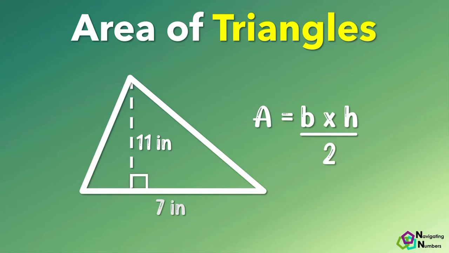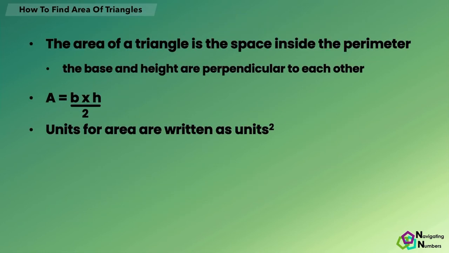In this lesson, we will take a look at how to calculate the area of a triangle. So the area of a triangle is the space inside of the triangle. The base and the height of a triangle are perpendicular to each other, meaning they form a right angle, which is 90 degrees. To find the area of a triangle, we use the formula base times height divided by 2. And remember that units for area are written as units squared.